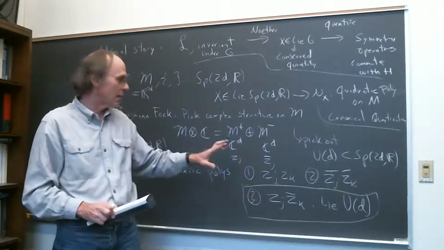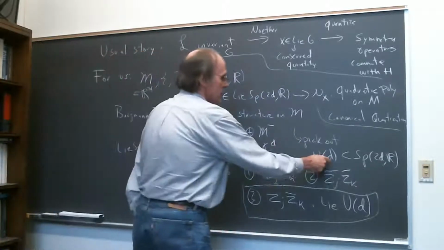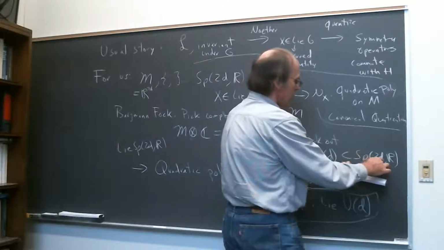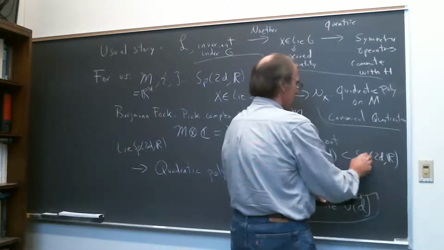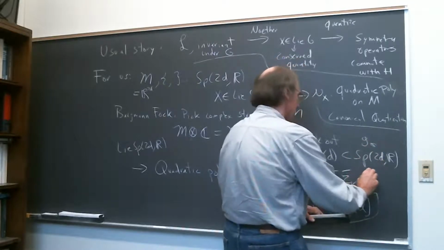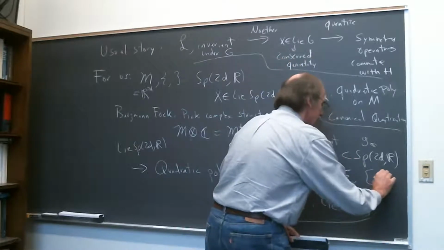Okay, but anyway, you can define this U(d) as the subgroup of g's that are inside here, such that g J is equal to J g.